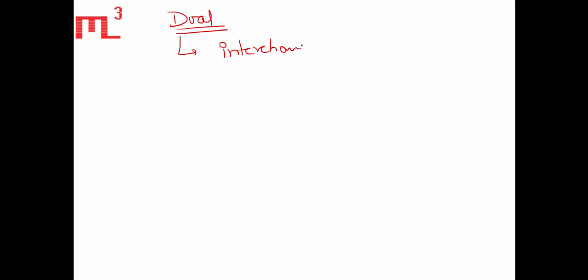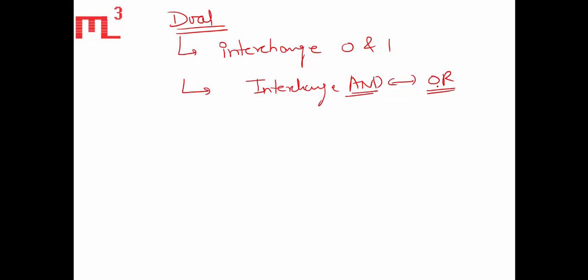Interchange 0 and 1. Wherever there is 0, put 1. Wherever there is 1, put 0. And the second one is to interchange AND and OR operators with each other. Wherever there is AND, put OR there. Wherever there is OR, put AND there.